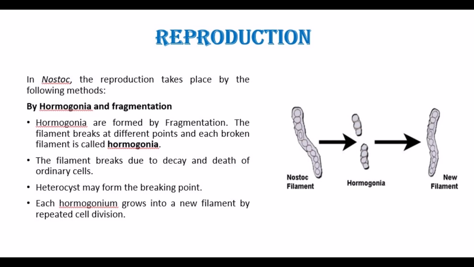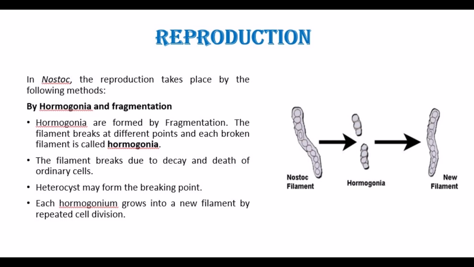Reproduction in Nostoc. Nostoc reproduces vegetatively. Asexual reproduction is also seen by spore formation. Sexual reproduction is totally absent. Hormogones and fragmentation are the common methods of reproduction.